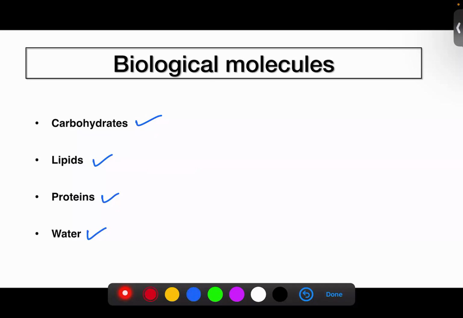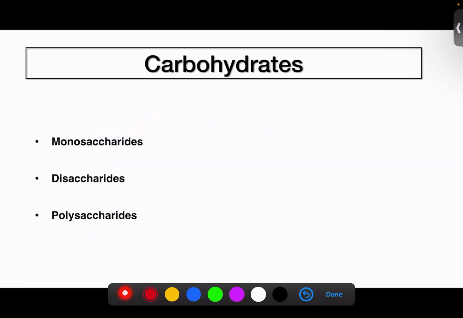We will also discuss DNA and RNA. These are other biological molecules, but we'll discuss them in another chapter, not in this chapter. Okay, so let's see carbohydrates. We'll differentiate between carbohydrates, lipids, and proteins, and we will discuss their roles and the structures of example molecules in carbohydrates, lipids, and proteins.